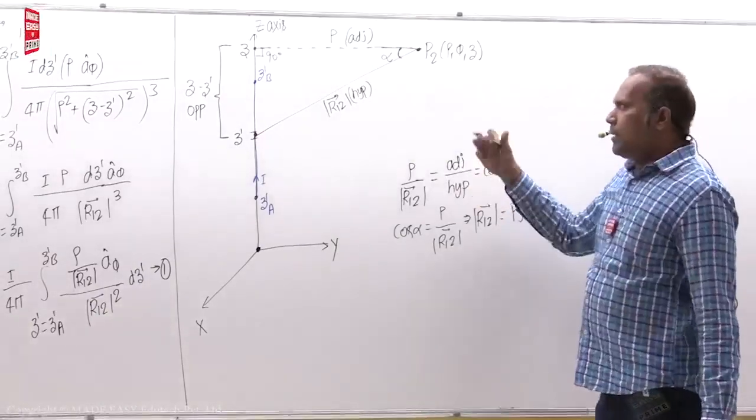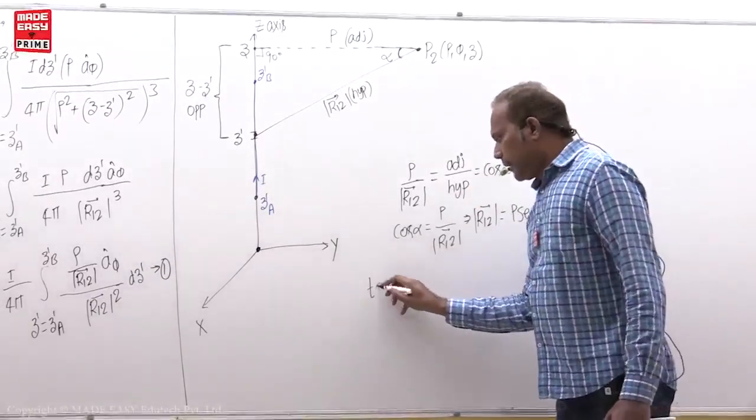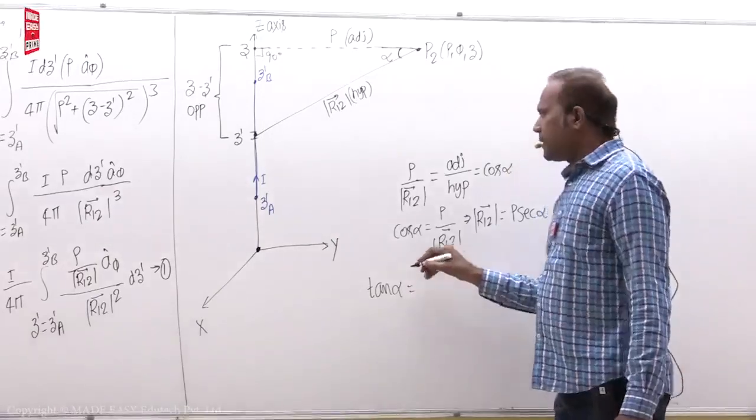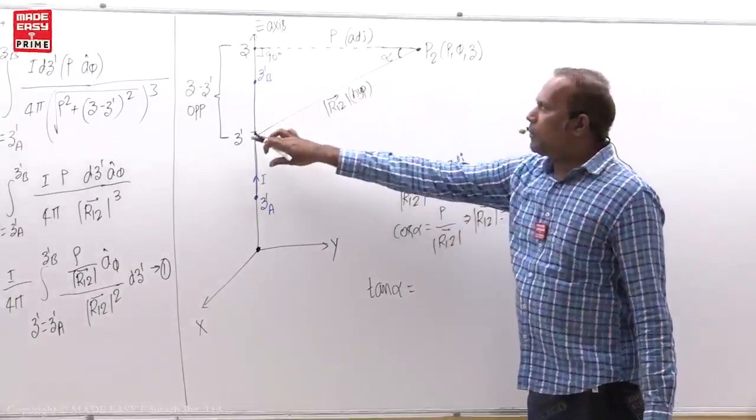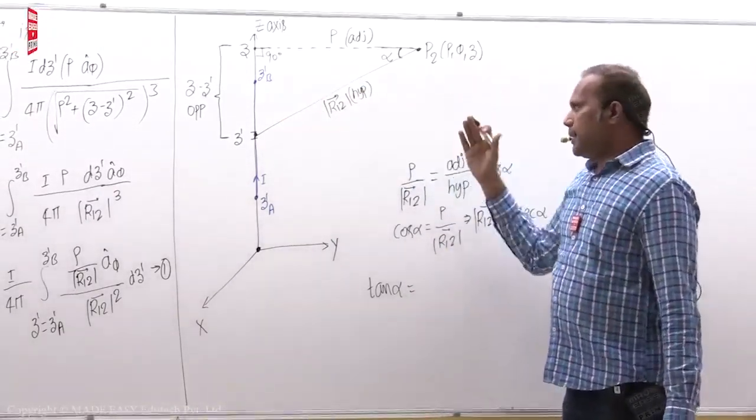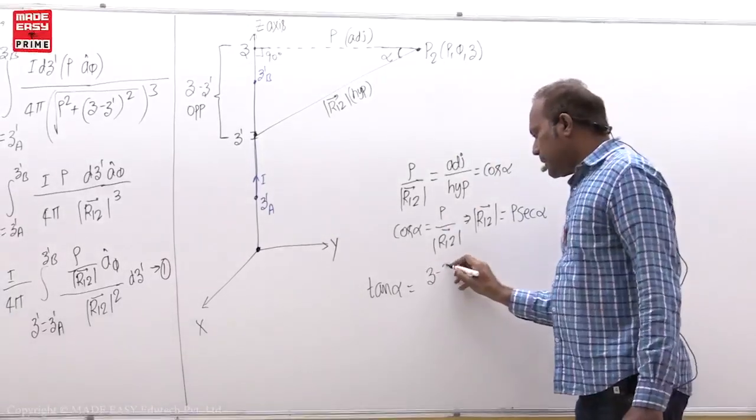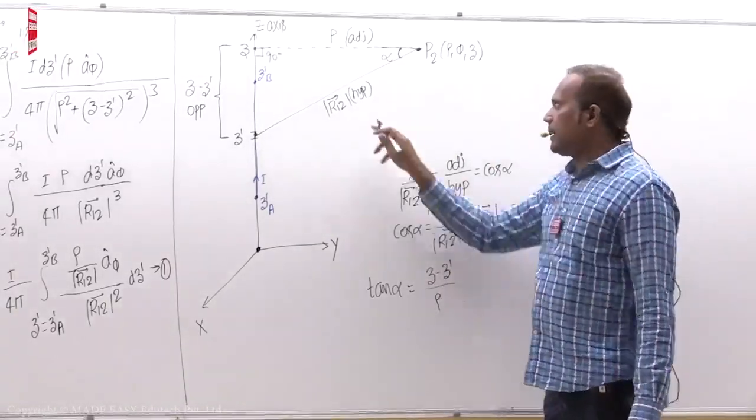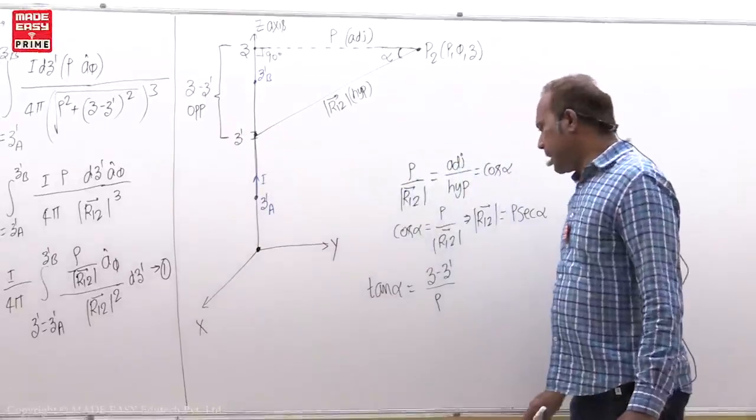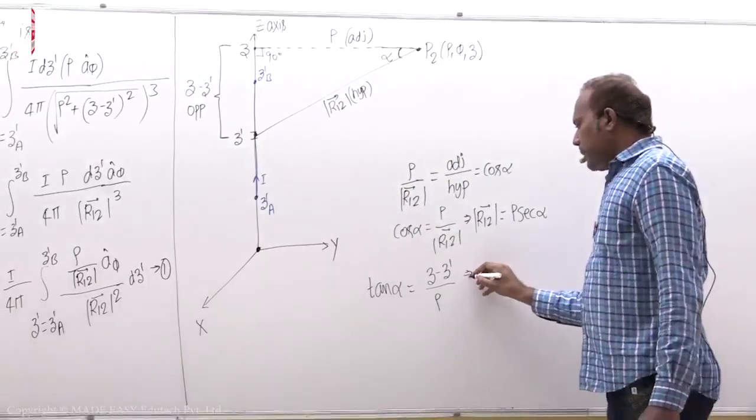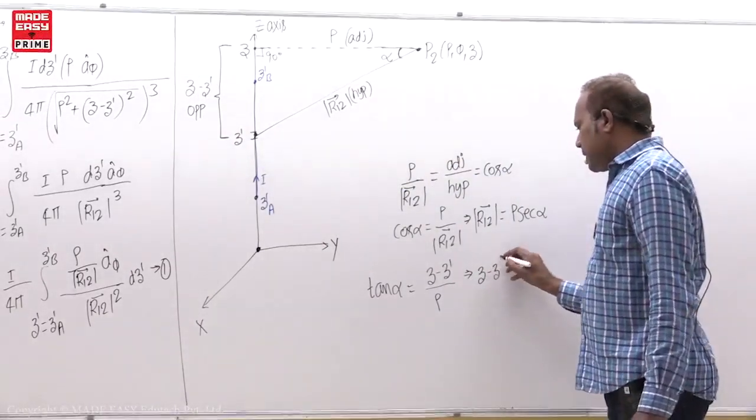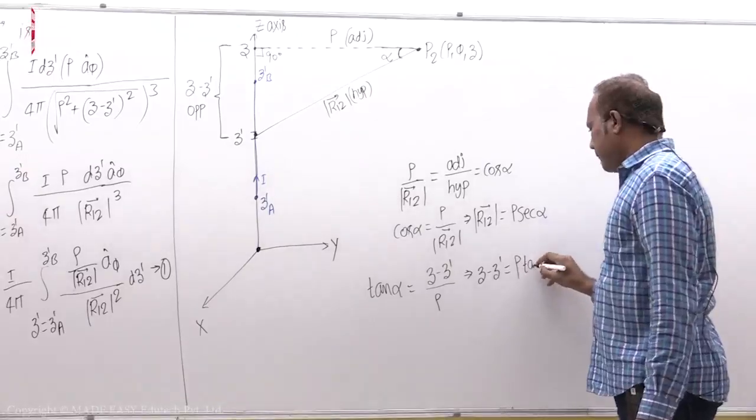Let us write tan also now. Tan alpha definition is opposite by adjacent. So opposite here is z minus z dash, adjacent is rho. That implies z minus z dash is equal to rho tan alpha.